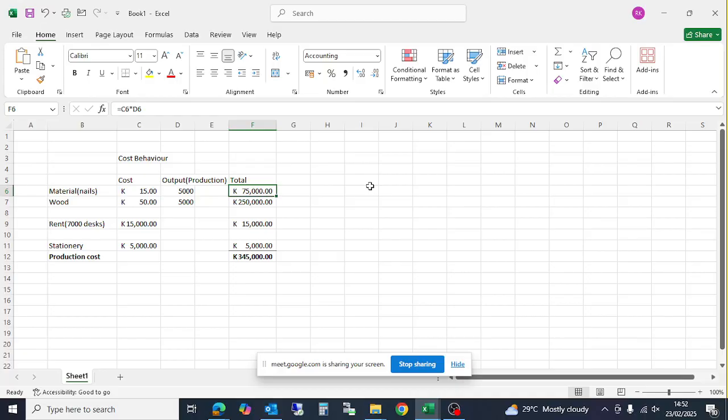It will reduce. Okay, how about the wood? Even the wood will also reduce. And the rent? The rent will remain the same. Okay, stationery.